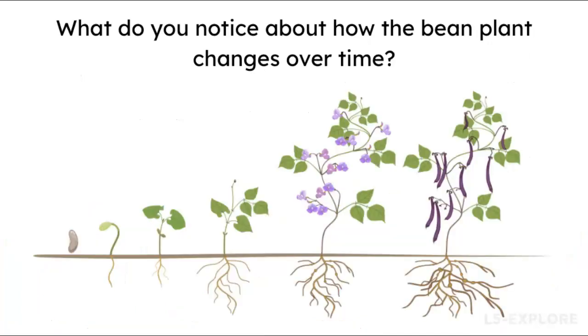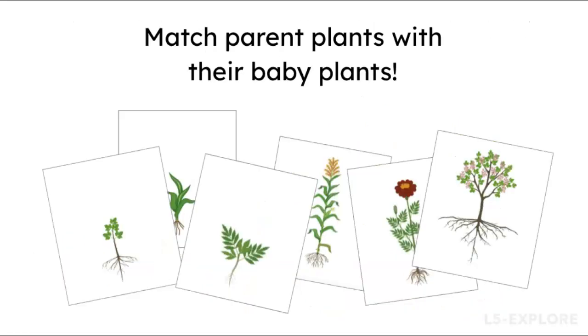For the Explore portion, you'll display the bean plant stages and ask students what they notice about how the plant changes over time. You'll then put students into 6 groups and pass out one set of plant cards to each group. You'll have students try to match the parent plant with the baby plant.